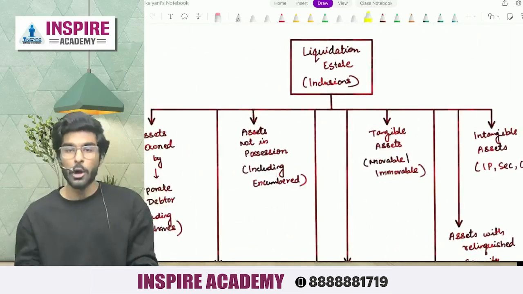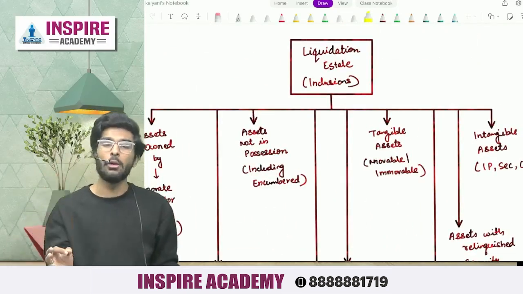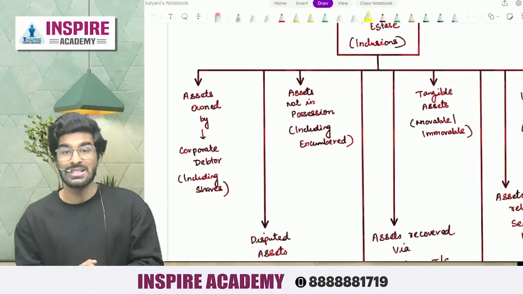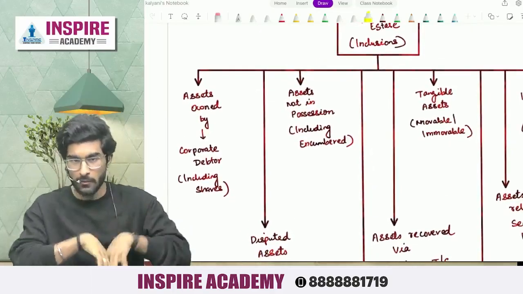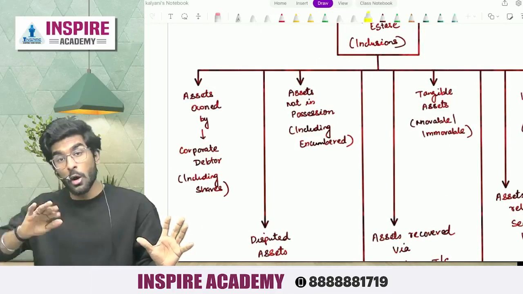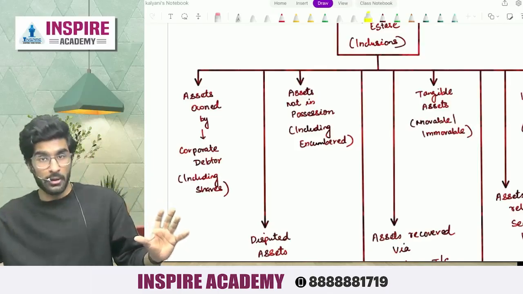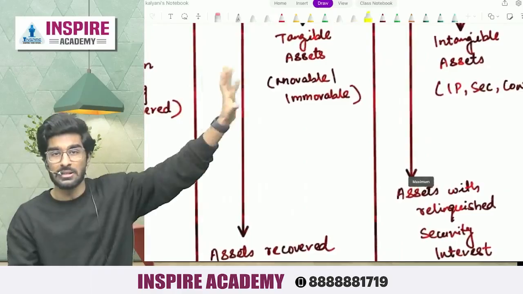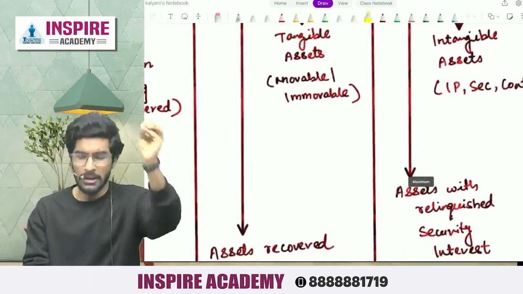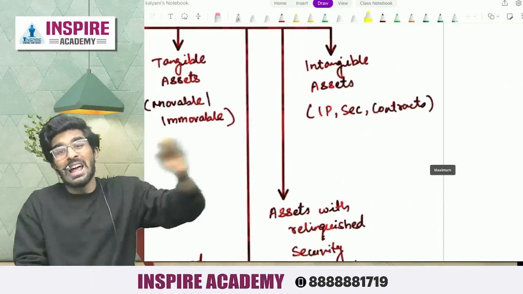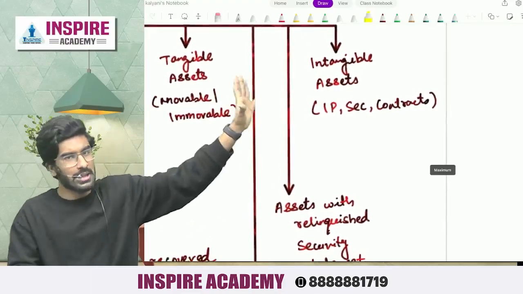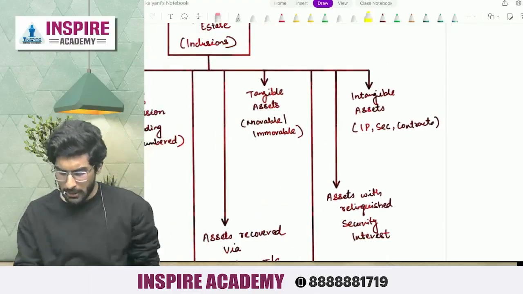Now, what all assets are included in the liquidation assets estate? Number one is assets owned by the corporate debtor which are in possession. Assets which are not in possession of the corporate debtor will also be included. Next is all the tangible assets, movable and immovable. Next is all the intangible assets, immovable property, security and contracts. Every single thing can also be included.